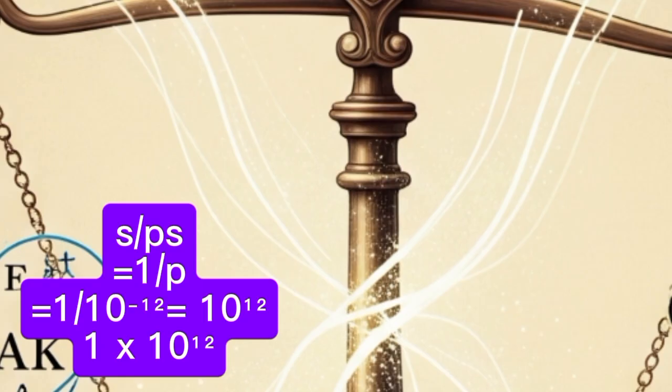Pico means 10 to the power of minus 12. 1 over 10 to the power of minus 12 is equal to 10 to the power of 12. We can get this conversion factor. We want to convert a larger unit to a smaller unit, and we take the ratio: larger unit divided by the smaller unit. You multiply the given result by the conversion factor and get the desired result. 1 times 10 to the power of 12 is equal to 10 to the power of 12 picoseconds. Then a second is equivalent to 10 to the power of 12 picoseconds.